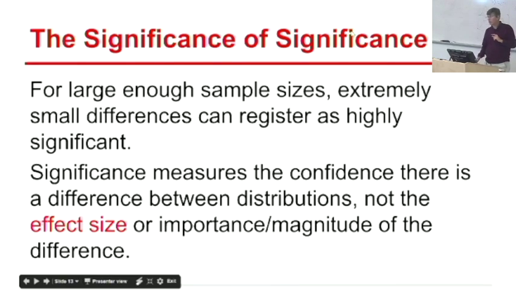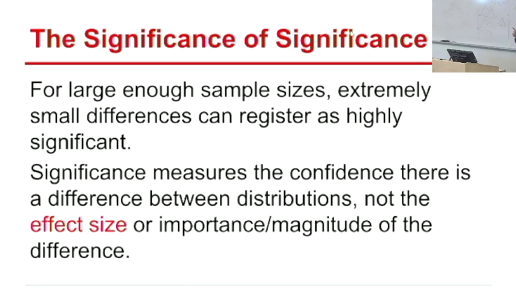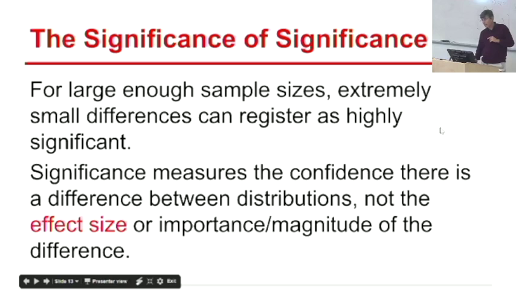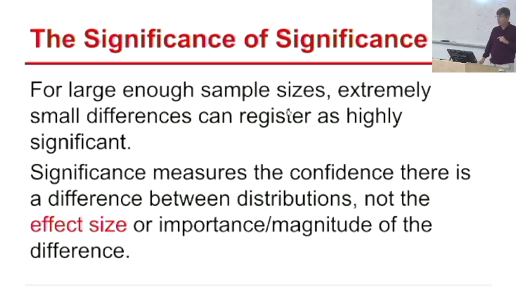So significance tells us the likelihood that the distributions are different. What is the likelihood that the difference between these distributions was not a function of chance, that there really is a difference between the two distributions? Now, one thing to note is that if you have large enough sample sizes, you can probably prove that even very, very small differences between distributions couldn't happen by chance.